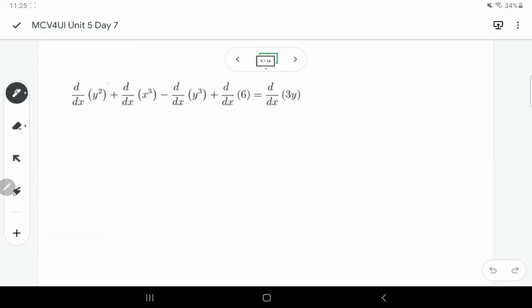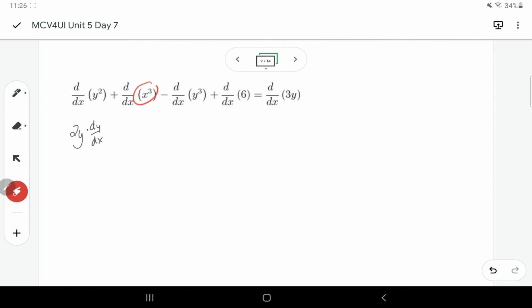So here we're going to take the derivative of y squared. The derivative of y squared is 2y, but we know that y is a function of x, so we would have to take the derivative of the inside stuff. Even though we don't know what that inside stuff is, we know that we would have to take the derivative of it if we did the chain rule here.